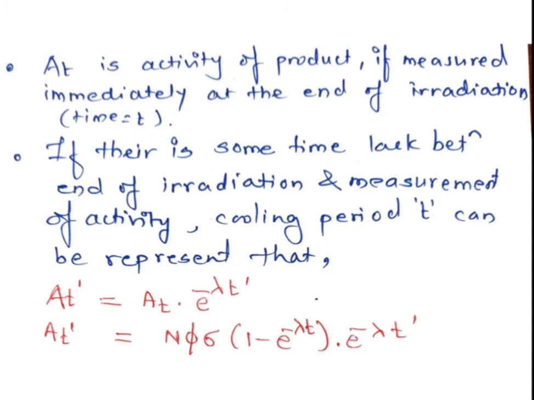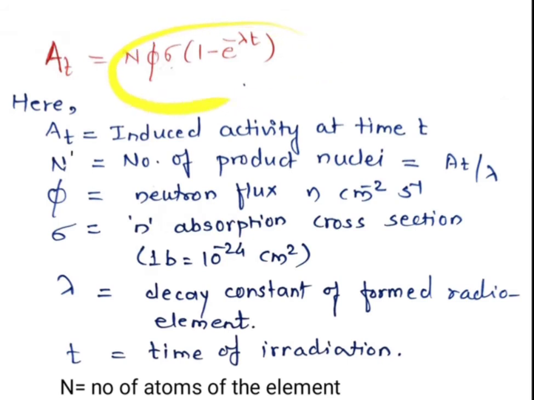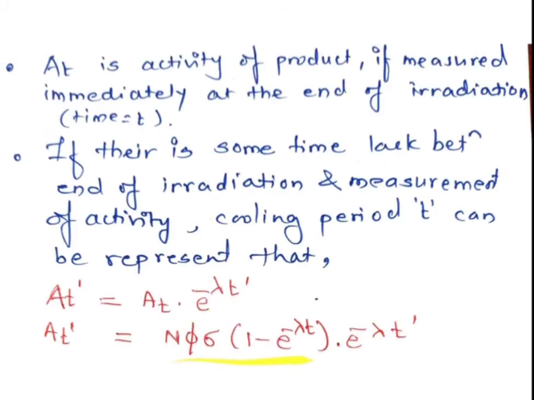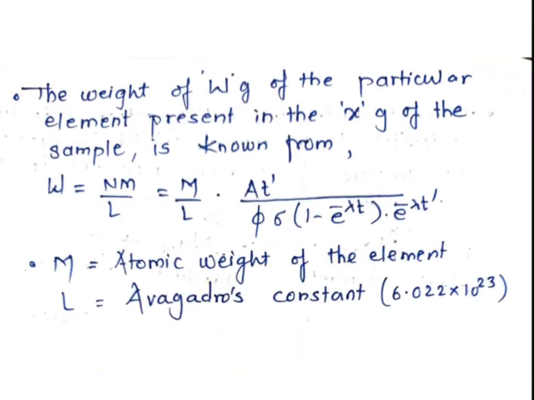Then this equation can be written by putting in the value of A_t, and we know the A_t value: N phi sigma in bracket 1 minus e raised to minus lambda t. So I have written this here and rewritten the equation for A_t'. So the weight W gram of the particular element, which is the target material, is present in the X gram of the sample. The sample will contain more isotopes also.